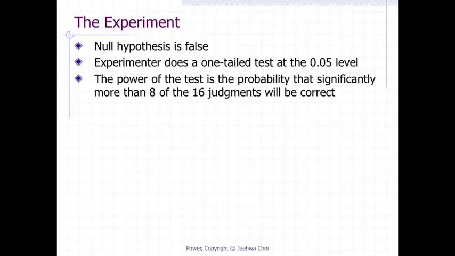Although we know the null hypothesis is false, experimenter Q does not. Q plans to do a one-tailed test using the 0.05 level. The power of this test is the probability the null hypothesis will be rejected.